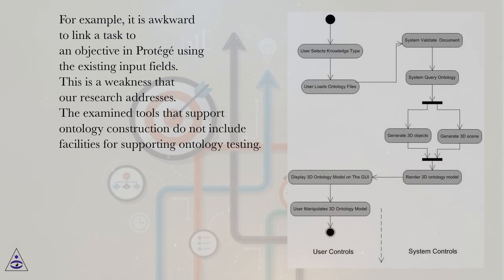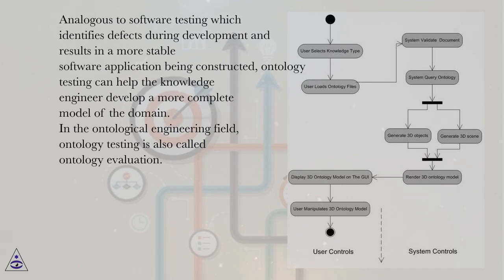The examined tools that support ontology construction do not include facilities for supporting ontology testing. Analogous to software testing, which identifies defects during development and results in a more stable software application being constructed, ontology testing can help the knowledge engineer develop a more complete model of the domain. In the ontological engineering field, ontology testing is also called ontology evaluation.